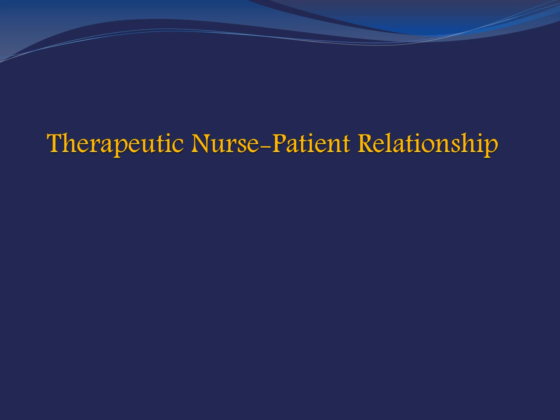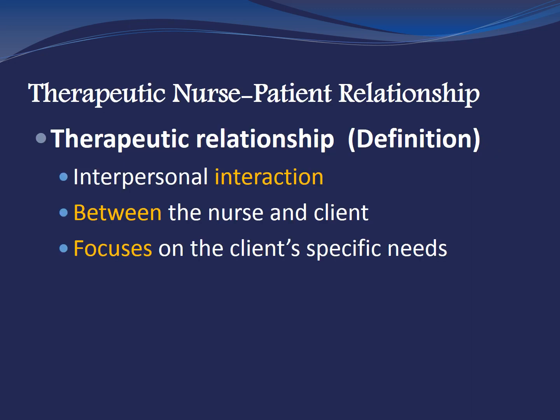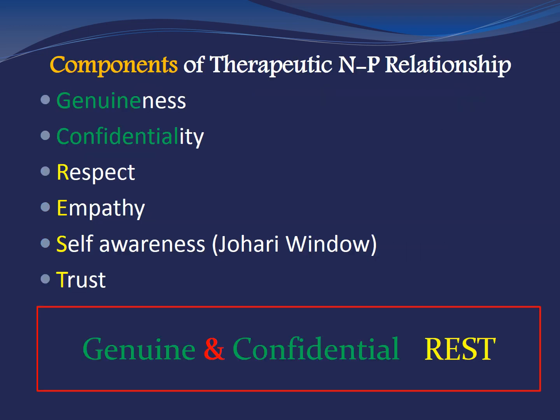Now we are entering towards one of the most important questions: therapeutic nurse patient relationship. Number one, the definition: 3 points should be needed. It's an interpersonal interaction between the nurse and the client, focusing on client's specific needs. Components of therapeutic nurse patient relationship: it include genuineness, confidentiality, respect, empathy, self awareness, and trust.